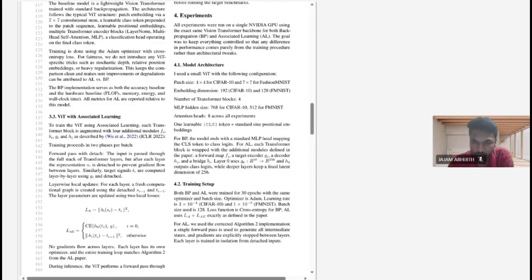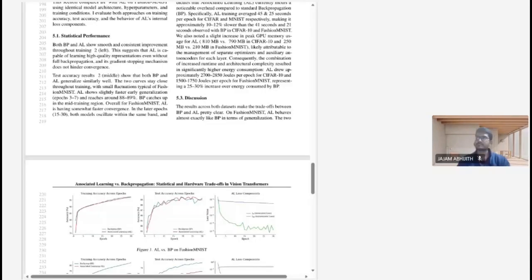So that's our methodology in a nutshell. We have two datasets, cleanly implemented ViT with both backpropagation and associative learning, and a comprehensive set of metrics to evaluate both accuracy and computational efficiency. Now, let me hand over the next part to my friend.